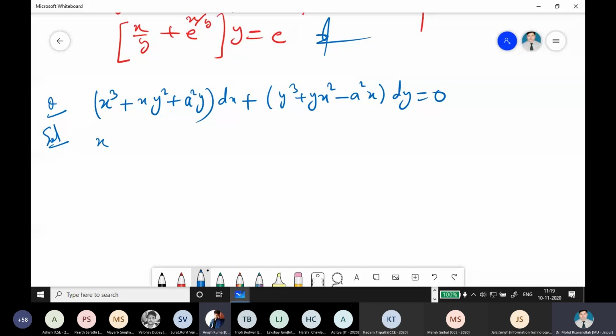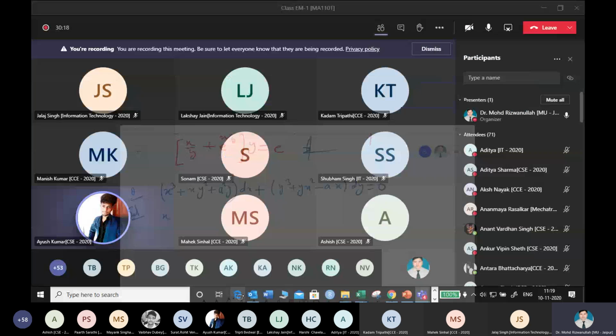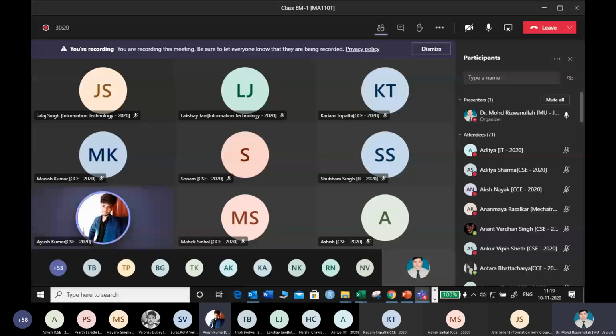This question can also be solved by the integrating factor. Yes, integrating factor. When you multiply with the integrating factor... Who said that? Ayush. Good, Ayush. So the integrating factor is one of the factors, or an expression of x and y.